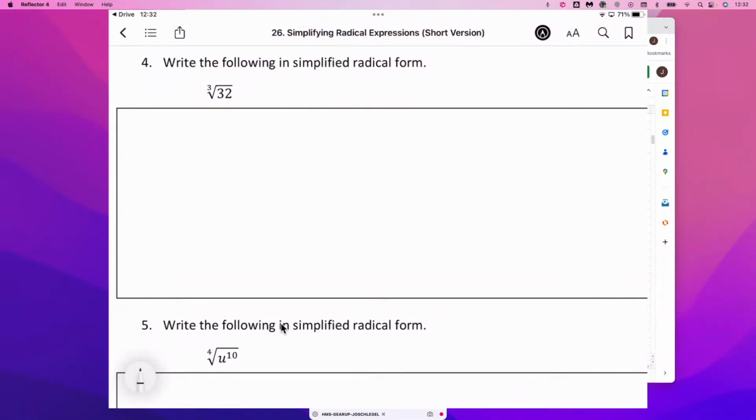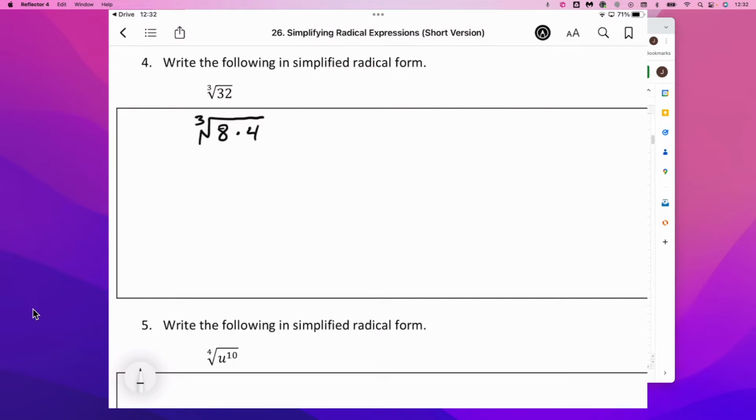So here we've got the cubed root now of 32. And if it's helpful for you to list your cube roots on the side somewhere, feel free to do that. I've pretty much got them memorized. 32 does not have a cubed root, but 8 does, and 8 is a factor of 32. So we are going to split this 32 into an 8 times 4.